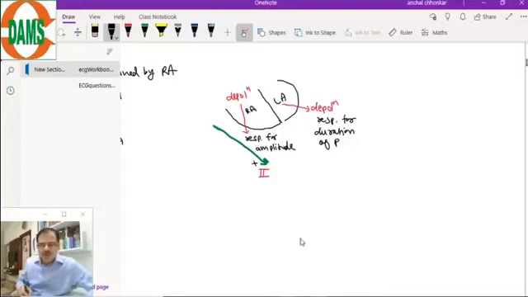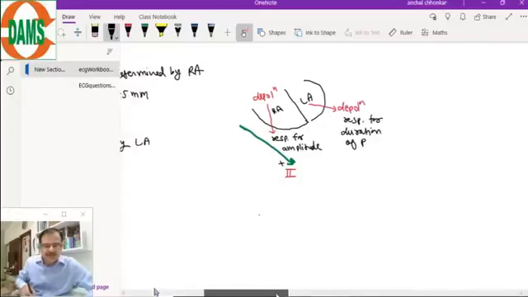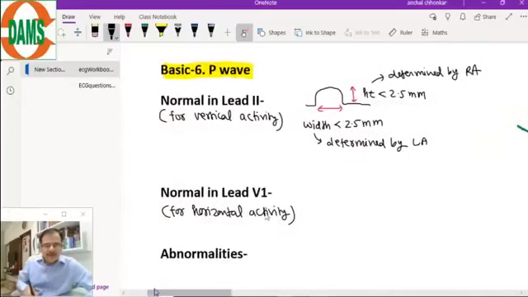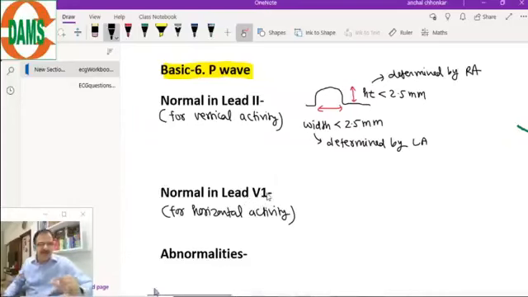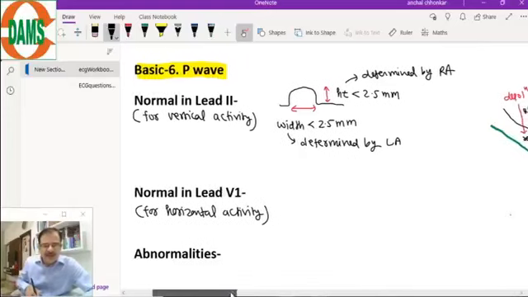Now moving on to V1. So we come to the V1 ECG lead. Normally, lead V1 is basically for the horizontal activity determination. And what is the horizontal activity? Horizontal activity is endo to epicardium. So this will be seen in lead V1 for the horizontal activity.